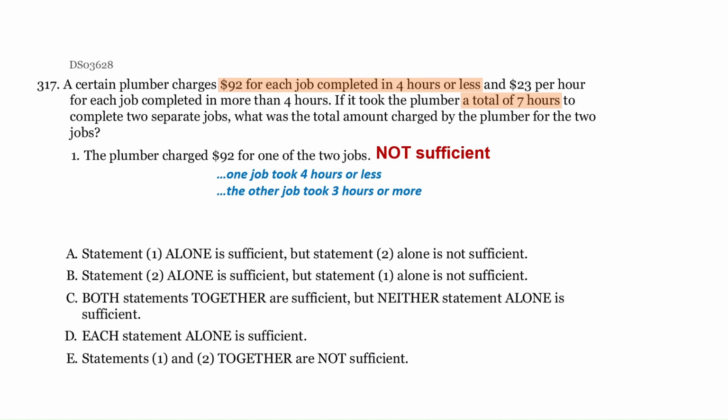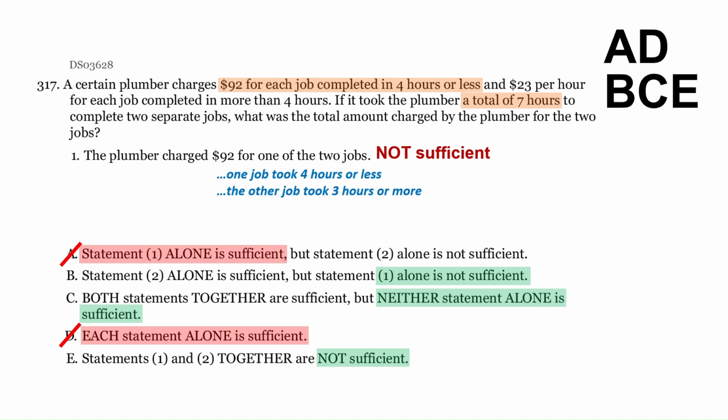Let's pause here and try to eliminate some answers. It can't be answer A, which says that statement 1 alone is sufficient. It could be answer B. It could be answer C. It can't be answer D. And it could be answer E. If statement 1 alone is not sufficient, I can eliminate answers A and D. I use this elimination grid to help myself here, but more about that later.